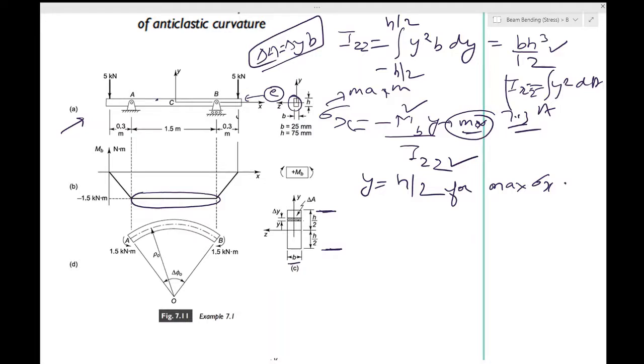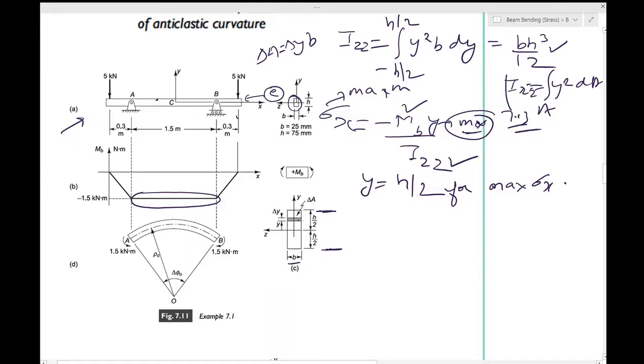So if you take a positive y, you will get this value as 64 MN per meter square, and if you take minus 37.5 or minus h by 2, you will get a negative value. Now the next part is to be able to find this angle delta phi naught. Okay, and this can also be seen as the change in angle, because earlier there was no angle between them and now you have found this, so you can do it either way.